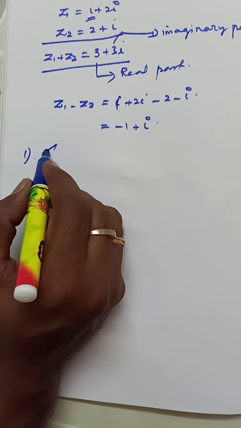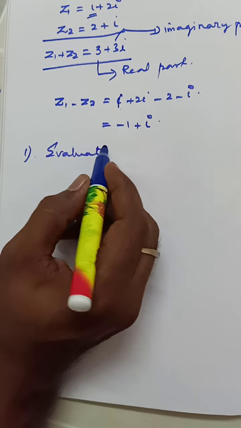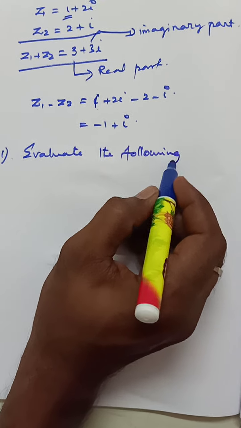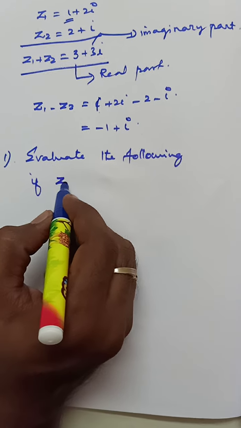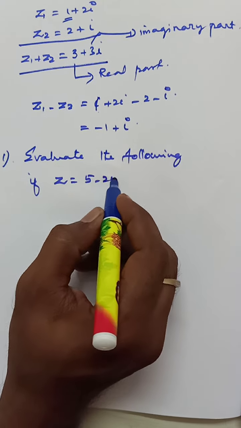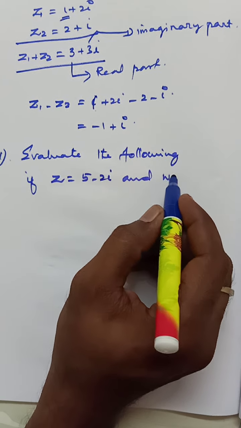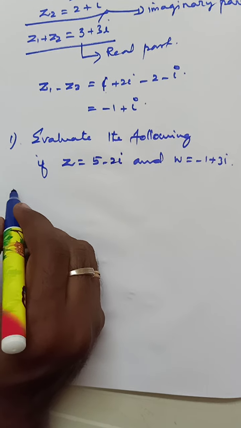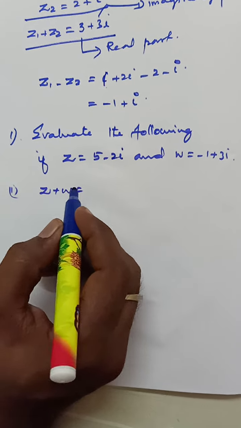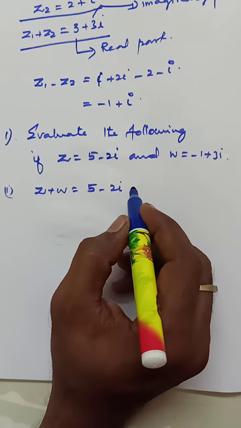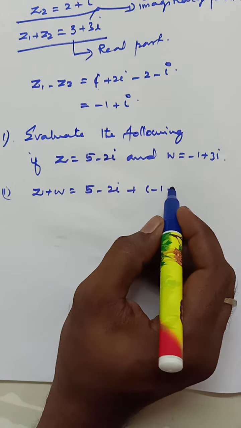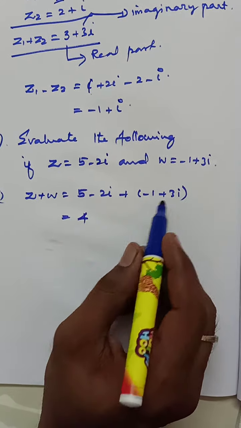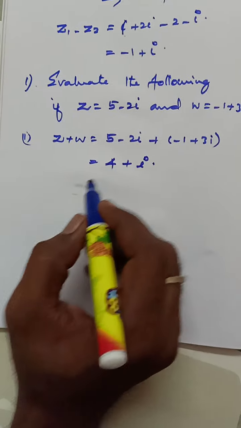Your exercise, the first one: if z equal to 5 minus 2i and w equal to minus 1 plus 3i, you have to find the first one, z plus w. It's very simple. 5 minus 2i plus minus 1 plus 3i. So 5 minus 1 is 4, minus 2i plus 3i is i. So 4 plus i, that's it.